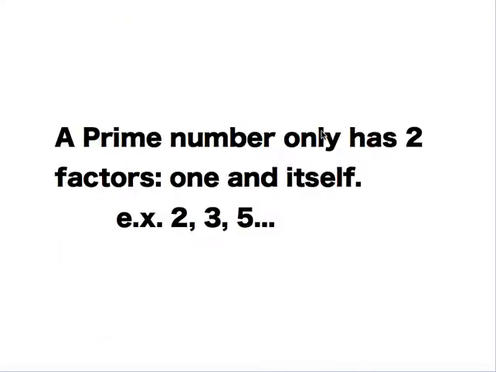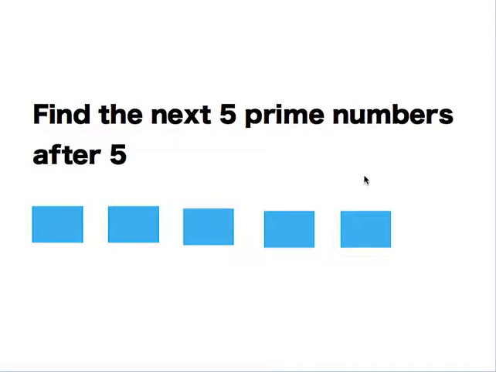A prime number only has two factors, which is what I had mentioned earlier, 1 and itself. For example, the number 2 can only be broken up into 1 times 2. The number 3 can only be broken up into 1 times 3 in terms of whole numbers. I mean, we all know we can divide them into decimals, but we're really looking at whole numbers. So a prime number is when you only have 1 and itself as a factor.